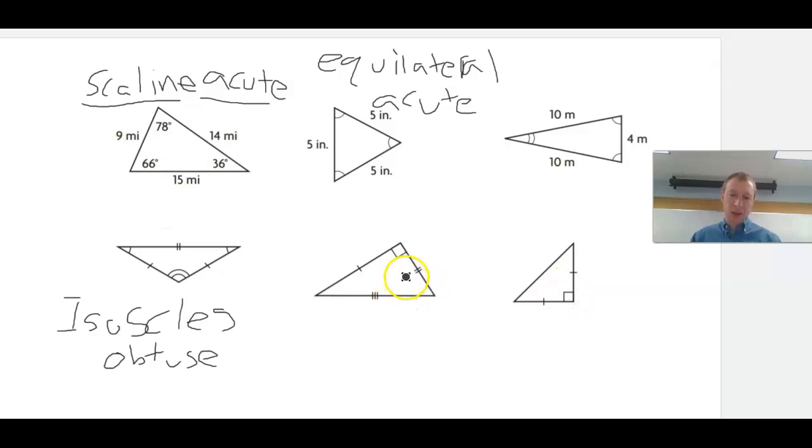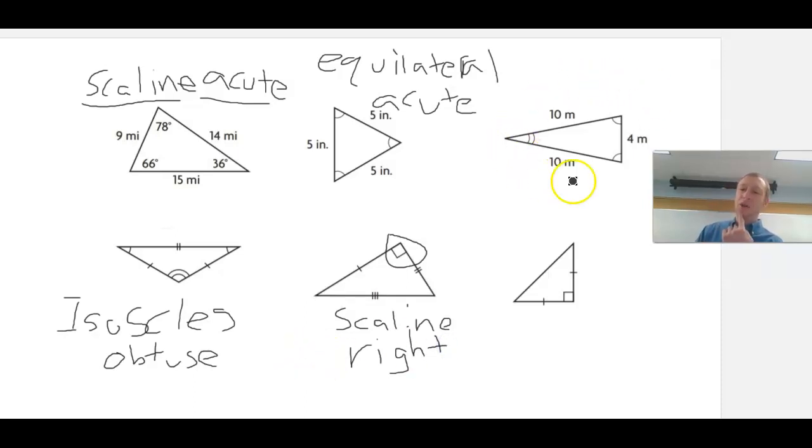All right, one more, and then you got the last two on your own. How about this one? Let's see, 1 line, 3 lines, 2 lines. So none of these are the same, right? That's a scalene triangle when no lines are congruent. And now let's look at the angles. So, what do we see here? This is a right angle, right? So that means it's a scalene right triangle.